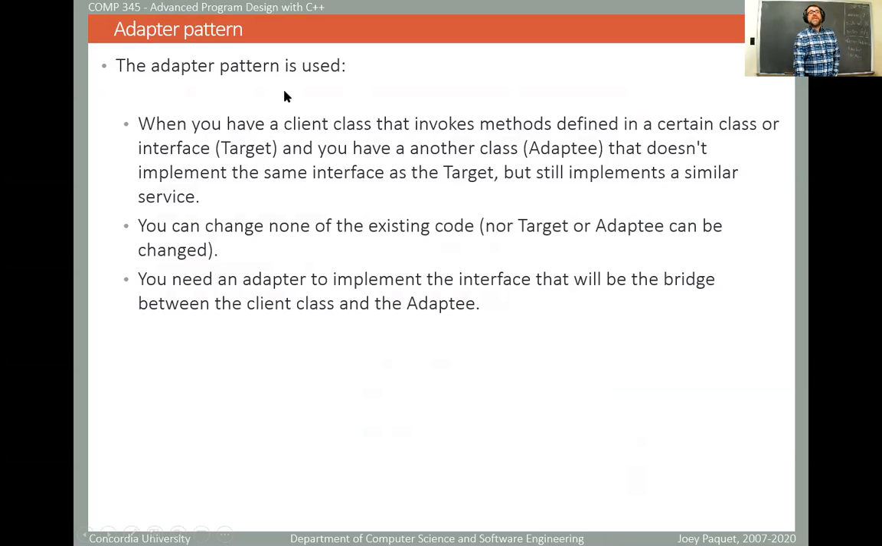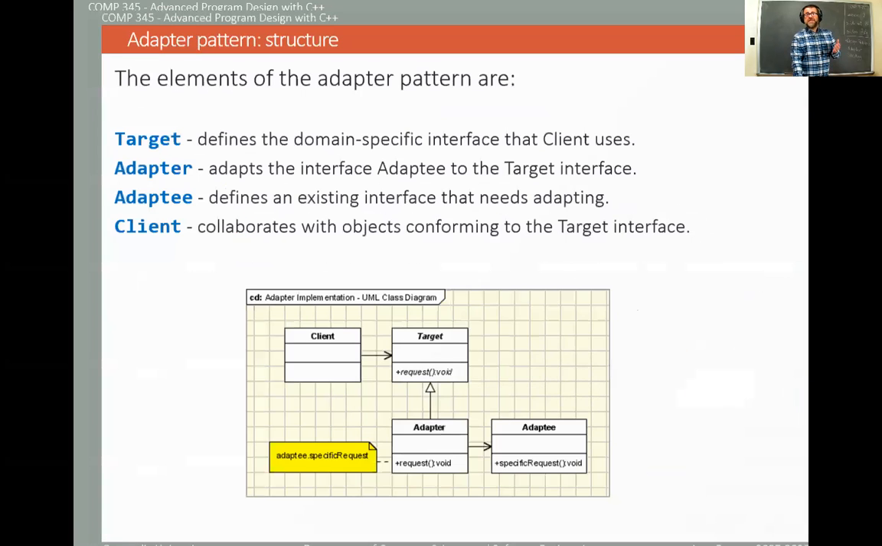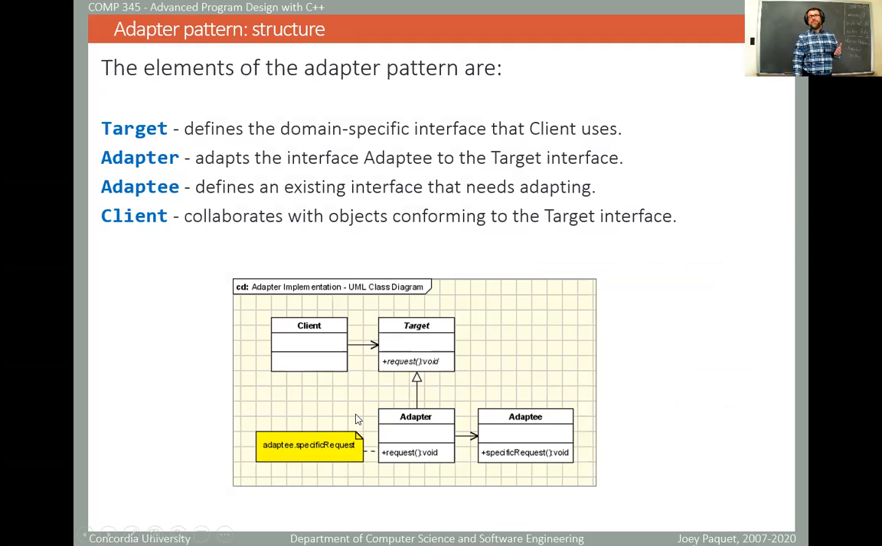So when do you use this adapter pattern? Essentially when you have a client class that invokes methods defined in a certain target, and you have another class, the adaptee, that doesn't implement the same interface, but it provides the same service through a different method name. Note that this is a simplistic example. But very often when you see examples about design patterns, they are simplistic examples.